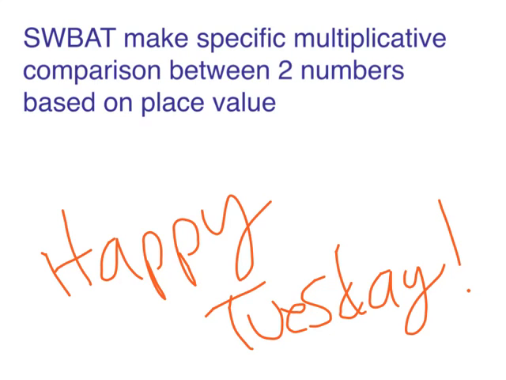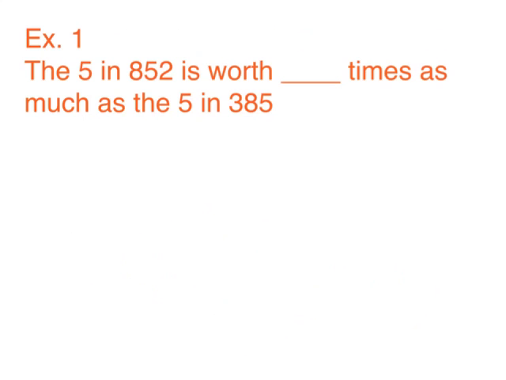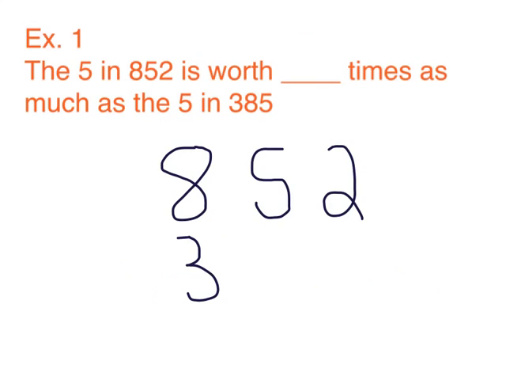Today, we're going to make specific multiplicative comparisons between two numbers based on place value. Let's get started. In our first example, the 5 in 852 is worth blank times as much as the 5 in 385. What do I need to draw in order to show my work for this problem? I need to draw a place value chart. So I'm going to put both of my numbers into a place value chart.